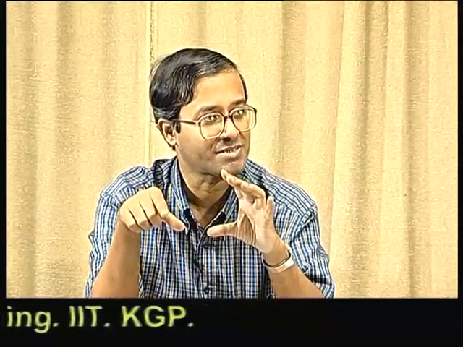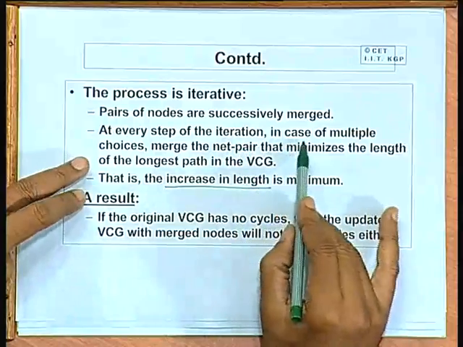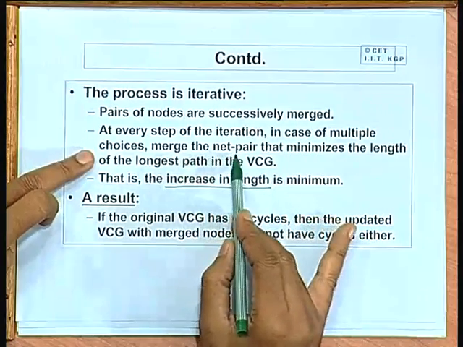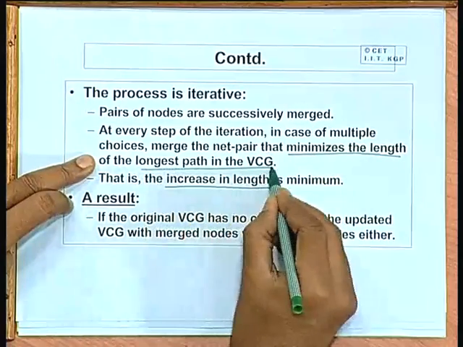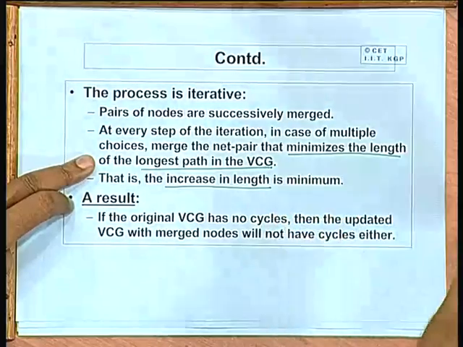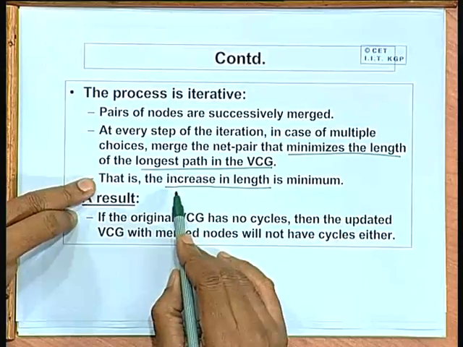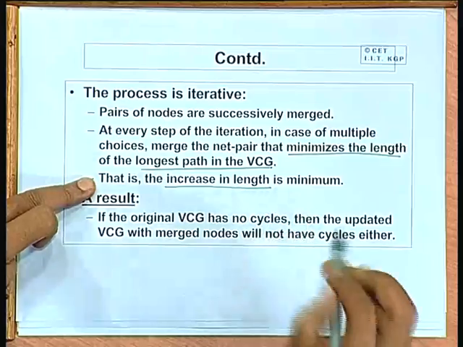Like in the example I have shown, the HCG has a clique of length 5, which tells you require minimum 5 tracks. VCG has a path of length 4, which says you require minimum 4 tracks. So you have one flexibility. You can increase it by 1 without increasing the cost of the solution. So, if you have multiple choices, you merge that net pair that minimizes the length of the longest path in the VCG. Now, in fact, it can go up. In that case, you select the one for which the increase in length is the minimum.